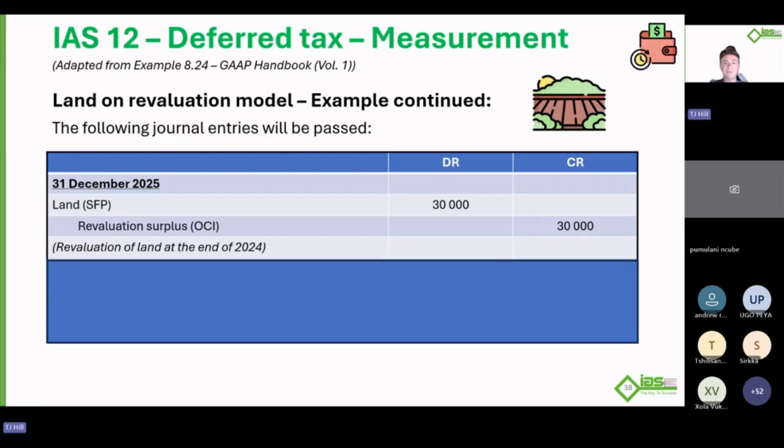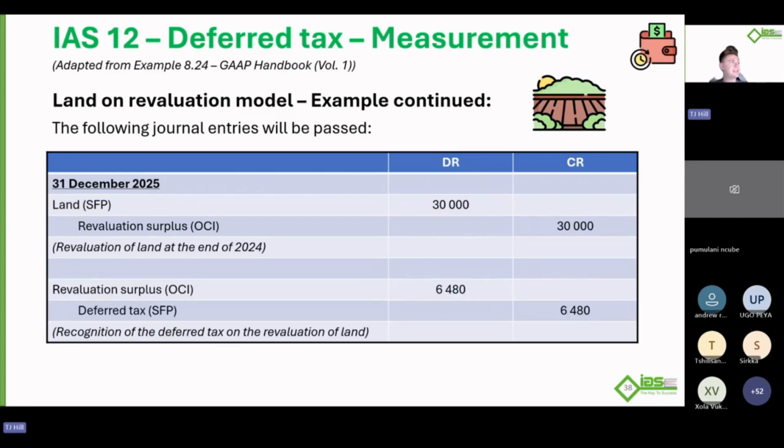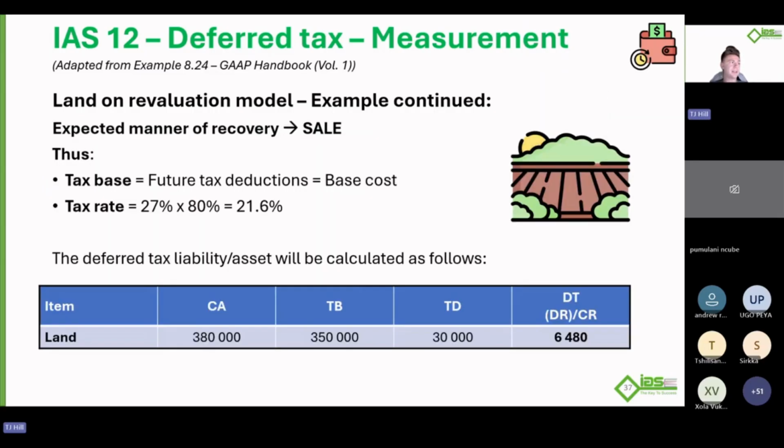And what journals will I pass for both of these? Well, first of all, the revaluation surplus will go through OCI. And then second of all, the deferred tax must be recognized on it that I've just calculated on the previous slide.